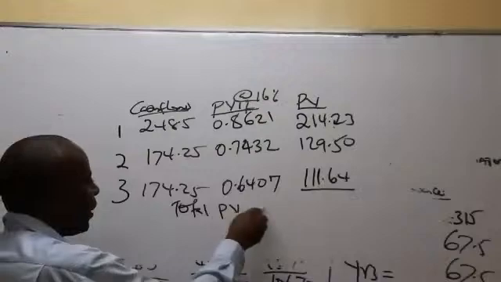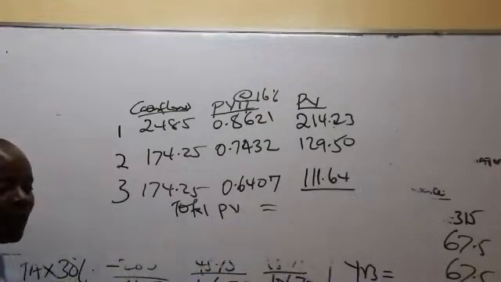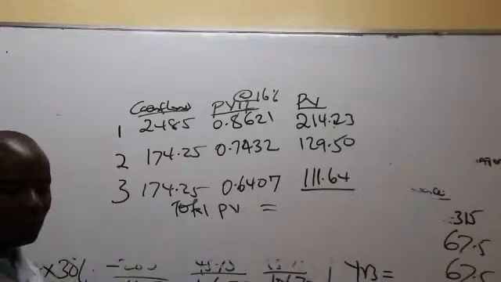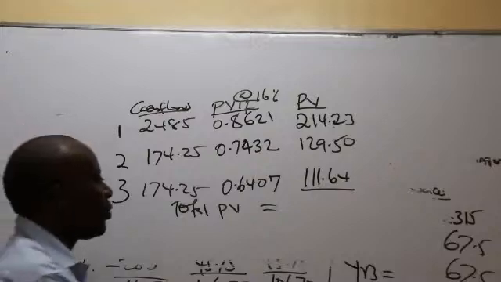So please come and give us the total present value. The total present value will be equal to 455.32.